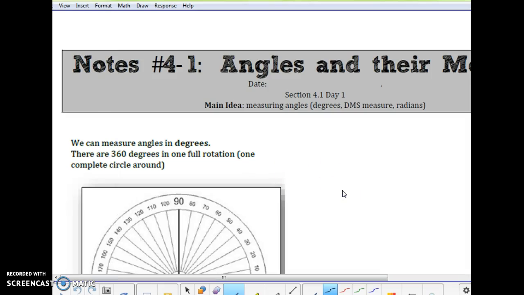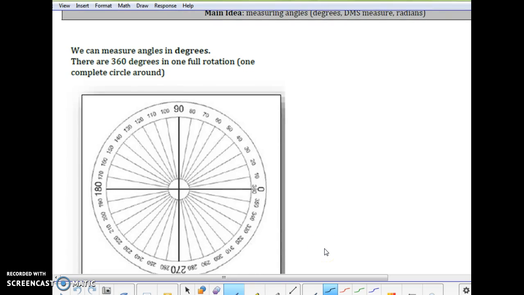These are notes 4-1. We are talking about angles and their measure. So the first thing we're going to talk about is we're moving into the idea that we have a circle, and we're going to be using those a lot.